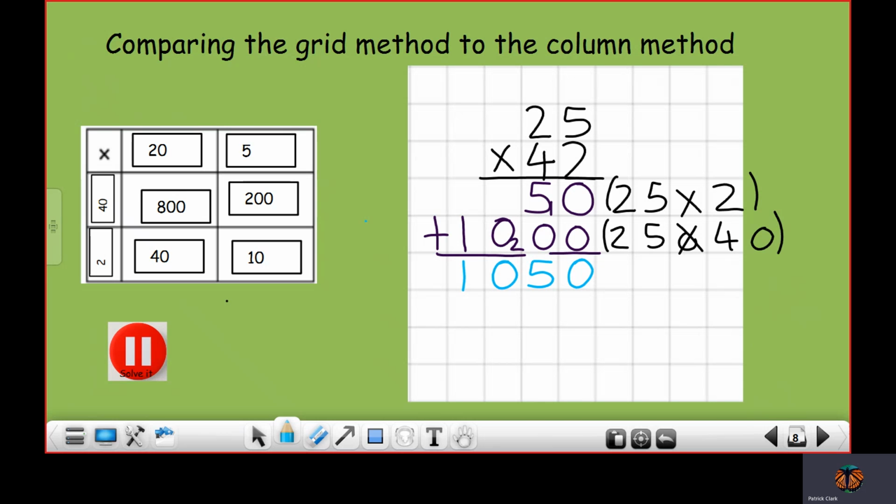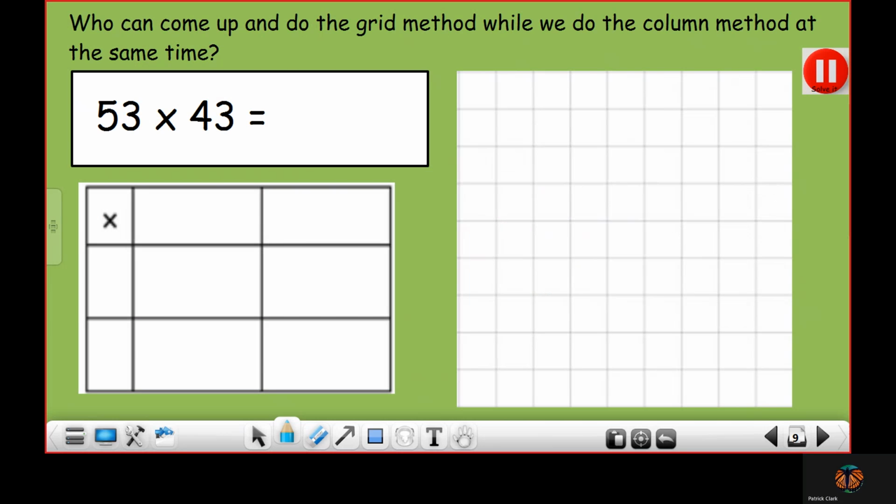Did that match what you've done in your book? If not, have a look back, rewind this section of it, see if you can see the explanation again, and maybe you can follow along and write it again beside it. Let's move on though, if you're ready.